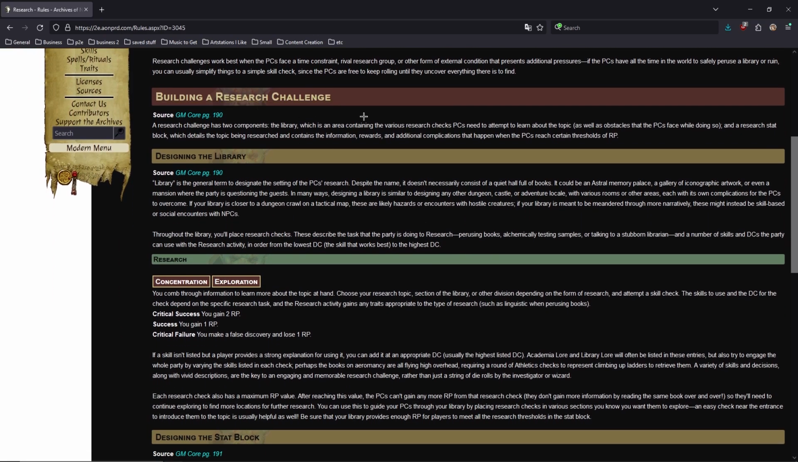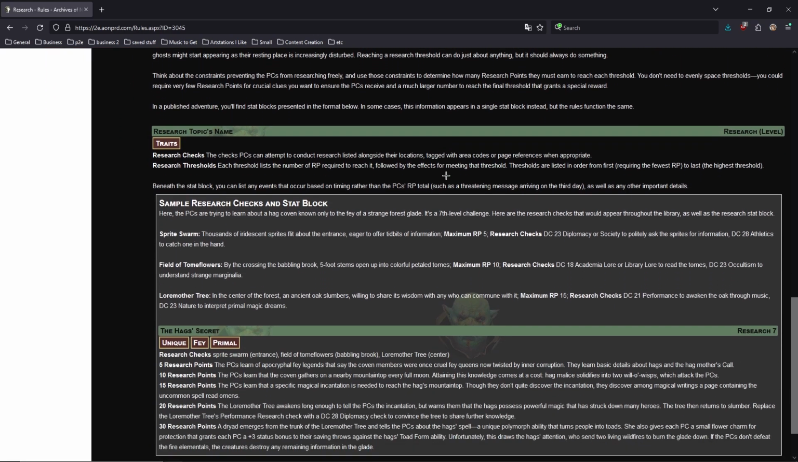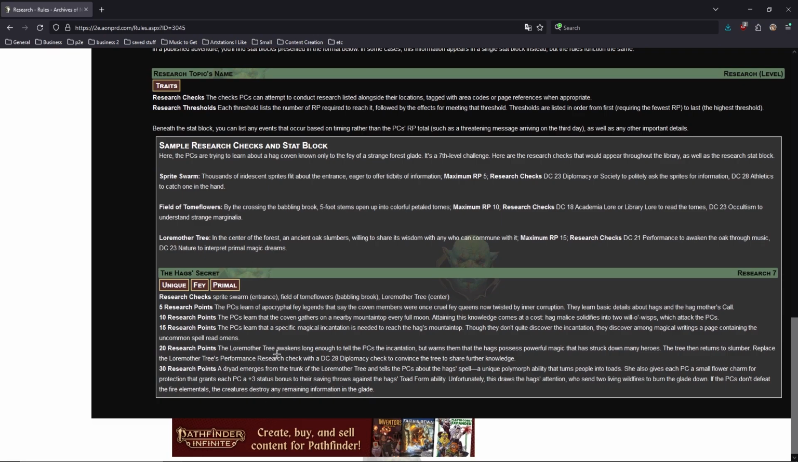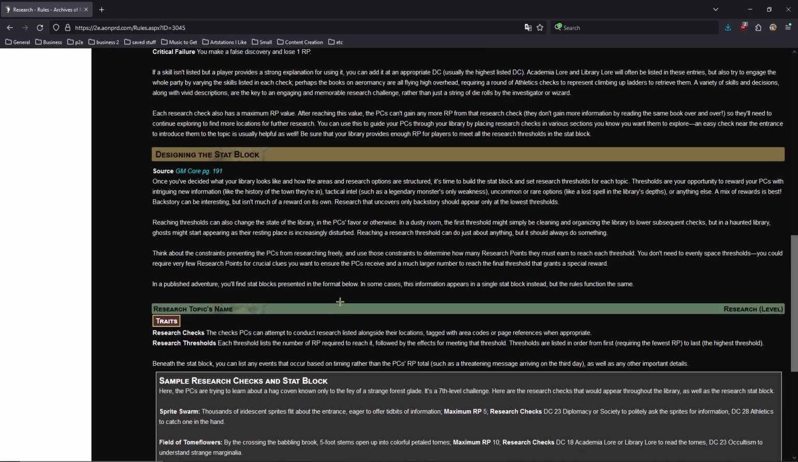When you're building a research challenge, you have 2 components: the library, which is an area containing the various research checks the PCs need to attempt to learn about the topics. This would be in the example of, say, a dungeon where we're placing points of interest around to pick up lore and eventually some mechanical benefits for the floor of the dungeon. The entire dungeon would be considered the library. And then there is a research stat block, which details the topic being researched and contains information, rewards, and additional complications. This is how you format it, and it is down here as an example, as well as the 3 that I have in my Foundry. This is for quick reference, generally speaking.